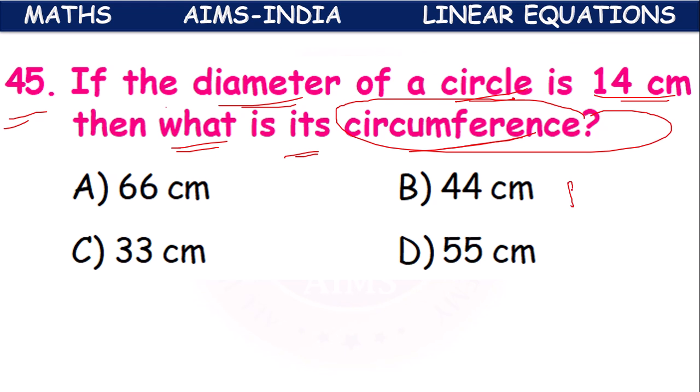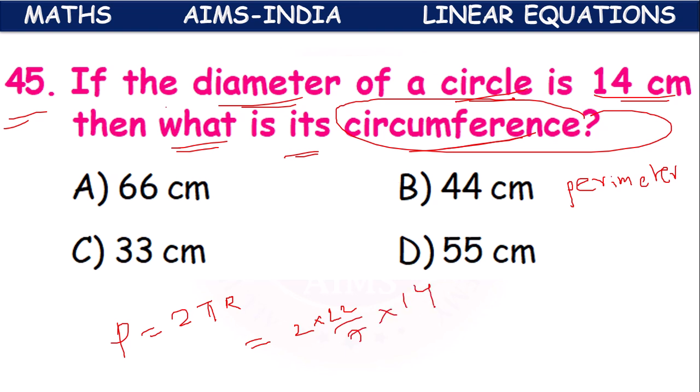Circumference is also called perimeter. So, what is the circumference or perimeter? The diameter they have given is 14 centimeter. The formula for perimeter is 2 pi r, in which pi stands for 22/7, and r is the radius. We can substitute values.